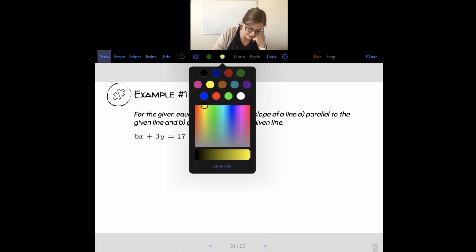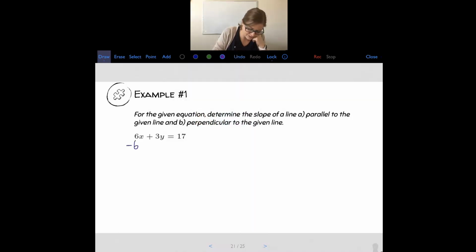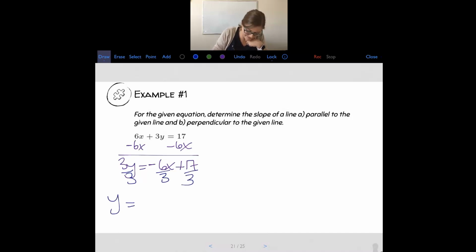First thing I'm going to do is subtract 6x from both sides. So we have 3y is equal to -6x plus 17. We isolate y by dividing everything by 3 to get y is equal to -6 divided by 3, which is -2, x plus 17/3. So to answer the first part, a line parallel to this line has to have the same slope, which is -2.